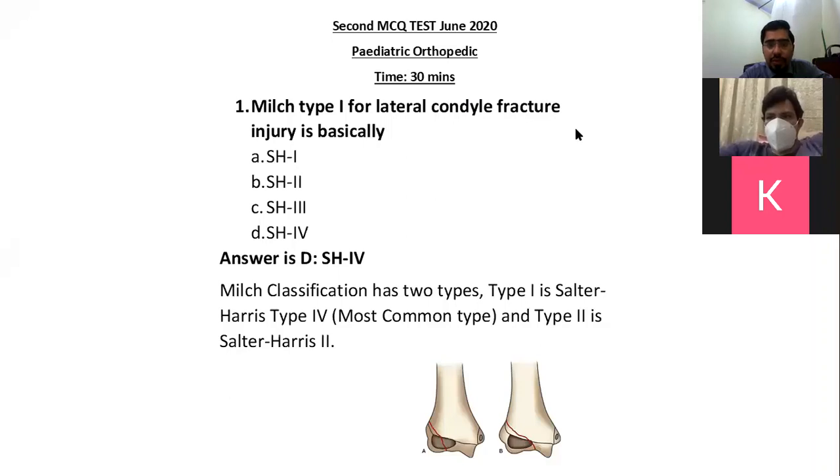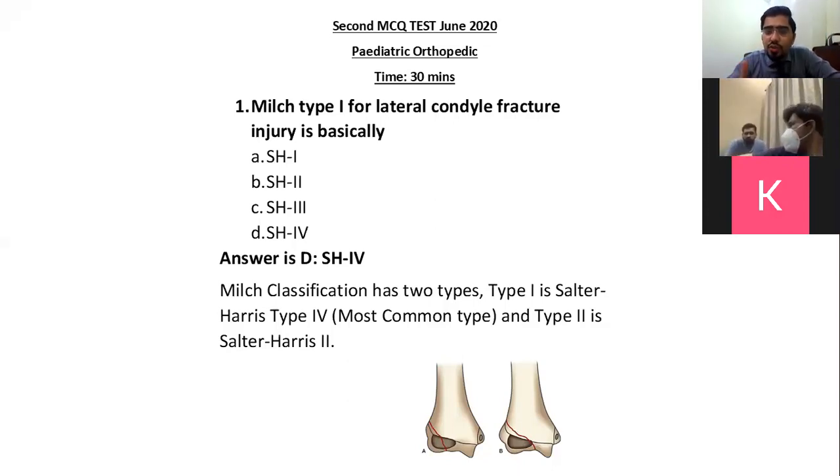So let's move on. First of all, there was a question: in today's presentation I have added some things on how the CPSP basically makes questions. So what does CPSP do, how do they make the question? The first question was: Milch type 1 for lateral condyle fracture is basically which type of Salter-Harris injury?